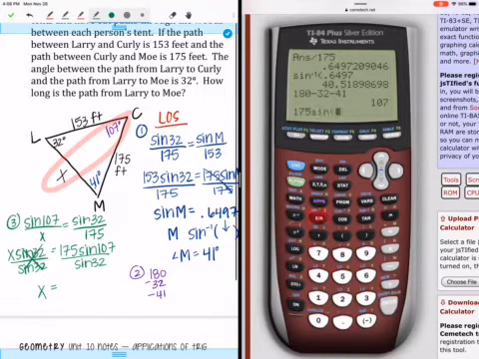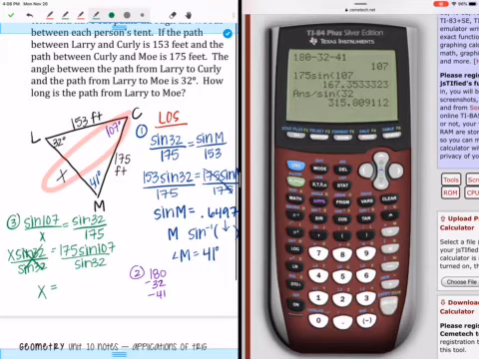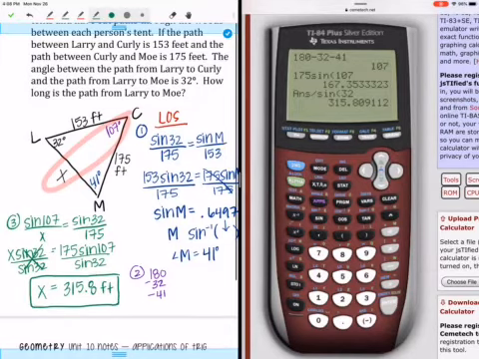And we get that that's roughly 315.8 feet.